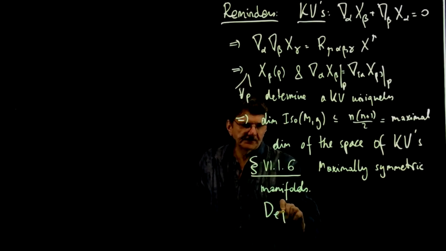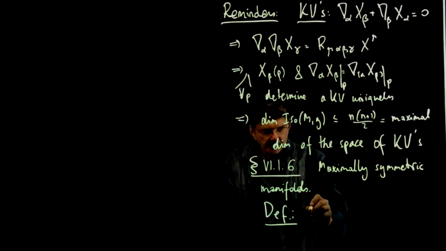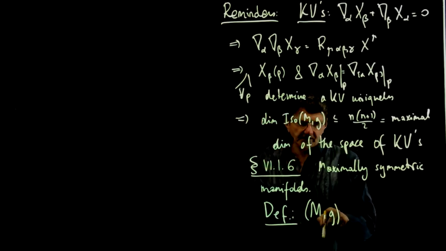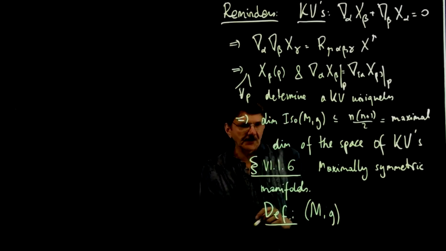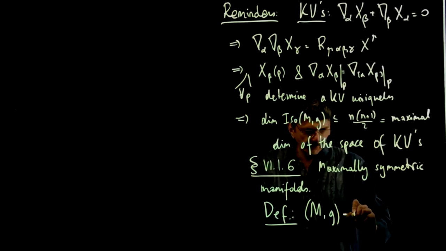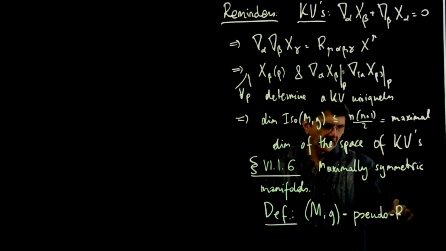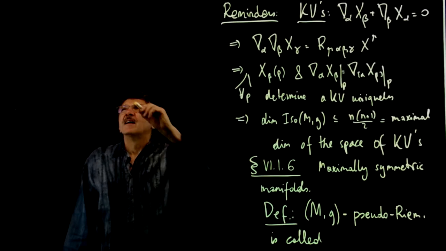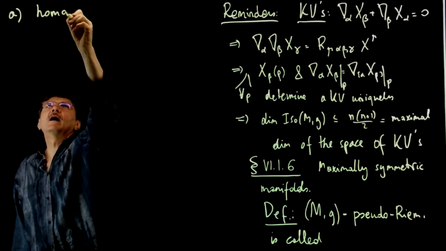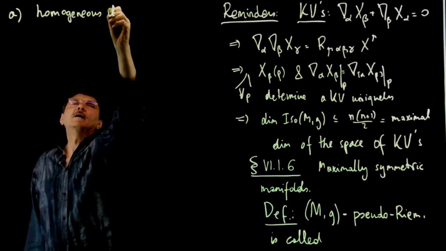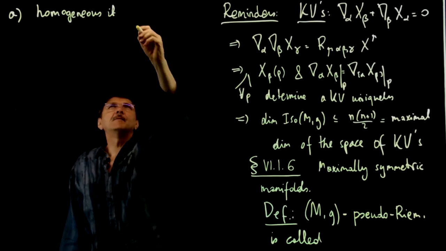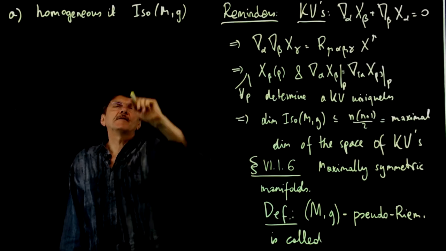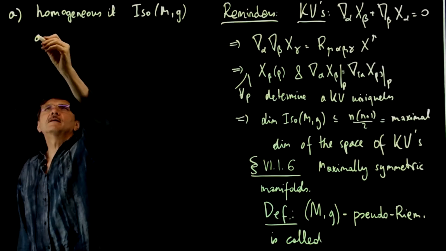So we need a few definitions. So M is called, well, actually the pair (M, g), because it's a pseudo-Riemannian manifold. So I'm not making any assumptions about the signature here. A pseudo-Riemannian manifold is called first homogeneous if the group of isometries of (M, g), which we call Iso(M, g), acts transitively.